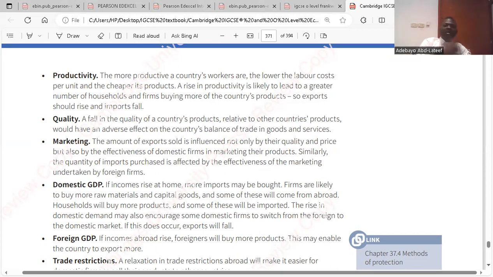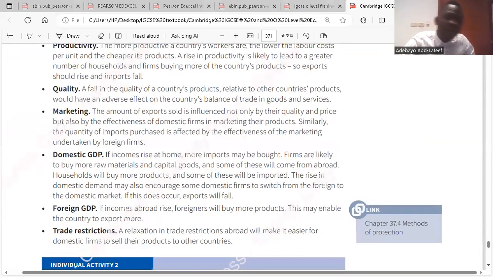That's why, when you watch football matches, you see different adverts, different marketing strategies, so that you can be aware of the product, so you can buy. Because they know football, everybody watches it. That's what they're saying there. Is it clear? Yes. Domestic GDP.